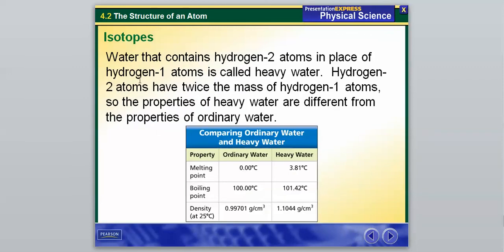To wrap it up, water that contains hydrogen 2 atoms in place of hydrogen 1 atoms is called heavy water. Hydrogen 2 atoms have twice the mass of hydrogen 1, so the properties of heavy water are different from the properties of ordinary water. I would take a quick look at this chart, which shows how the melting and boiling points and the density change just by having a different isotope of hydrogen when it forms water. So hydrogen is one example where the isotopes actually have different properties and can play some type of effect.